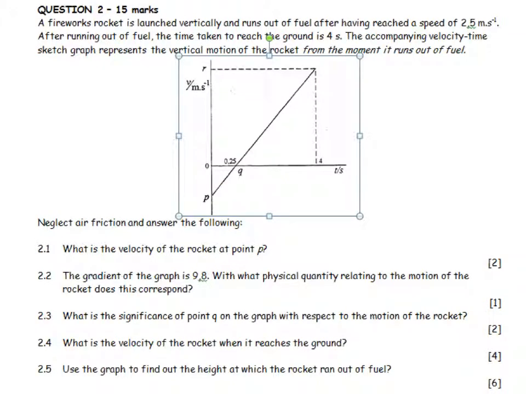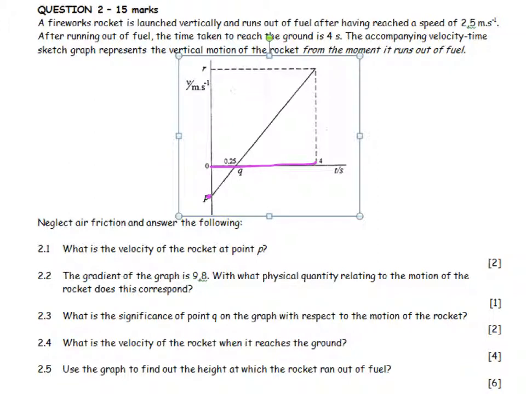A fireworks rocket is launched vertically and runs out of fuel after having reached a speed of 2,5 meters per second. After running out of fuel, the time taken to reach the ground is 4 seconds. So this is 4 seconds over here.